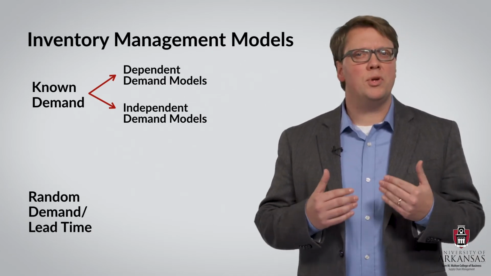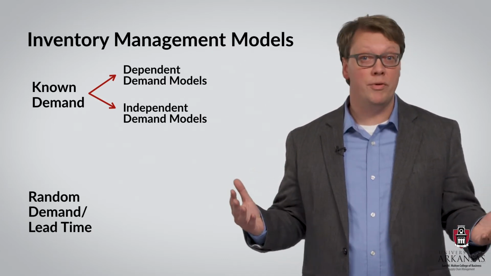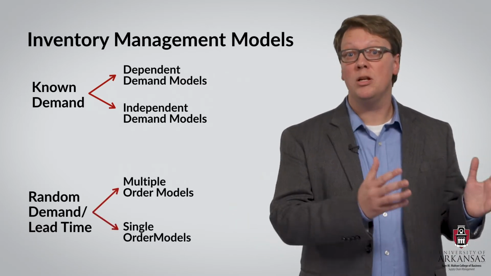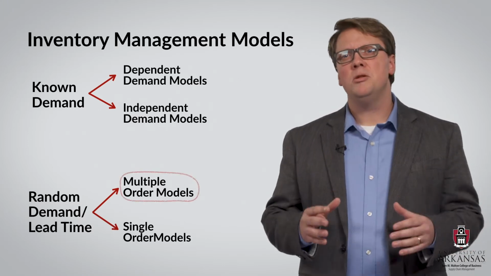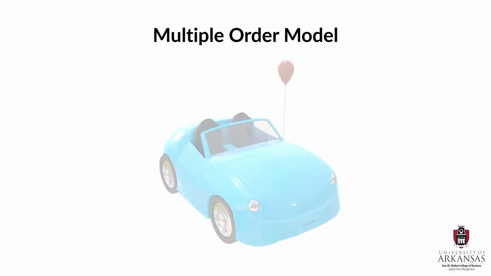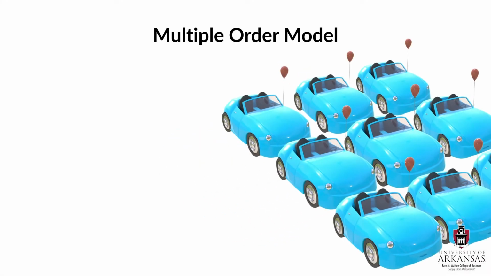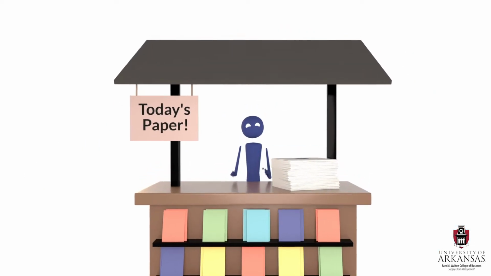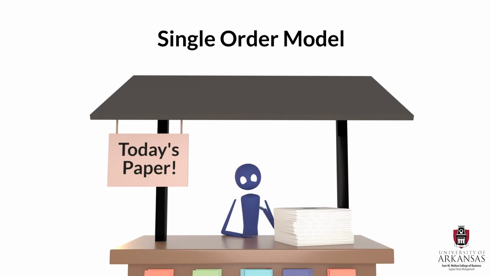Just to give you a sense of what lies ahead, here's a high-level overview. We will learn about both multiple order models and single order models. Let's tackle multiple order models first. Multiple order models are relevant for items that can be stored in inventory and replenished as needed. Such models are quite different from single order models that apply when we talk about products such as newspapers. After all, it wouldn't make sense to keep today's newspapers in inventory for sale tomorrow or next week.